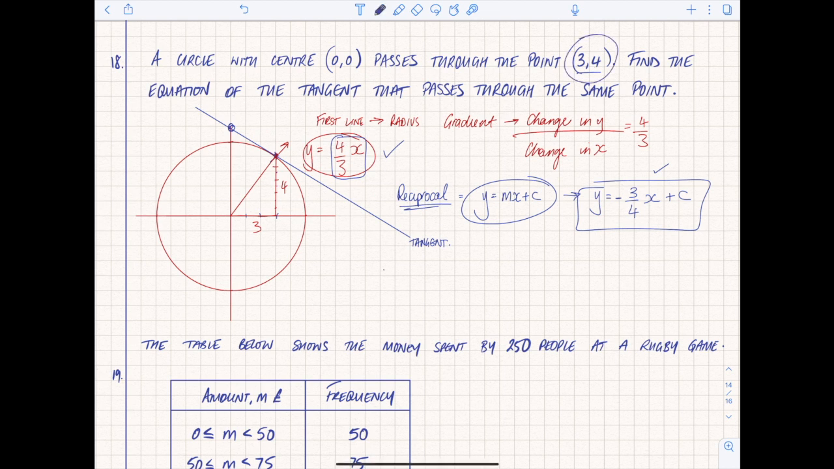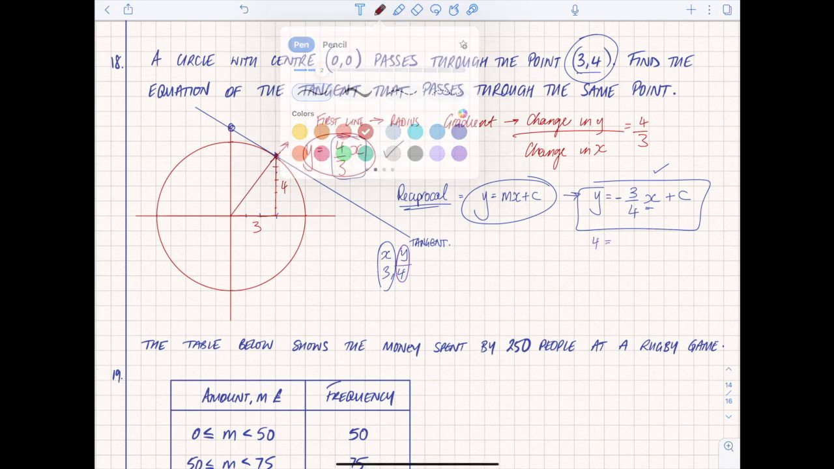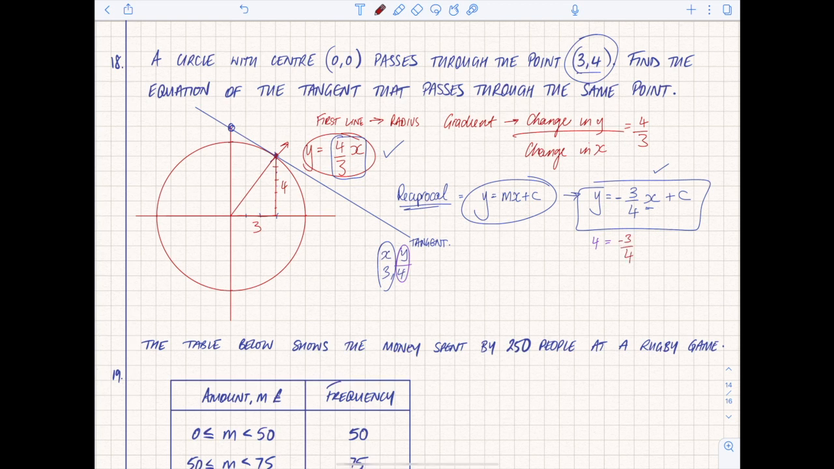So now I've got that, what I know is it goes through these points. So we've got 3, 4, that's your x value, that's your y value. So what I do is I take those values and substitute them into the equation. So we're saying now y is 4, so I change y for 4, is equal to minus 3/4 of x, and we know x is 3, so times 3, plus c. That means minus 3 over 4 times by 3 plus c.